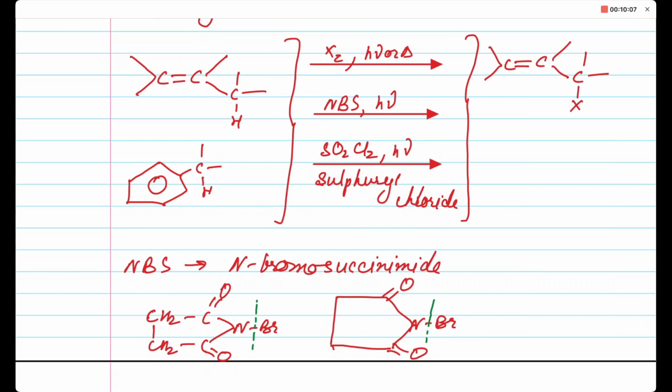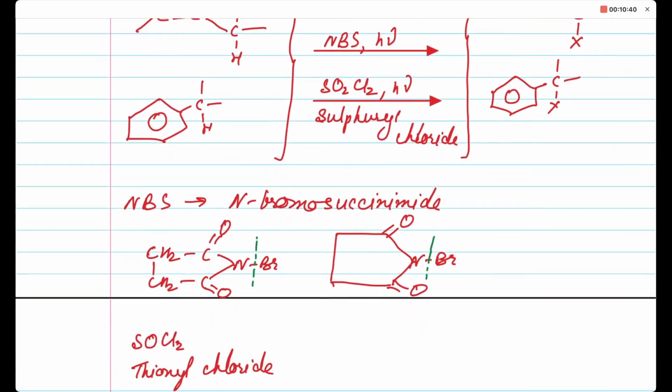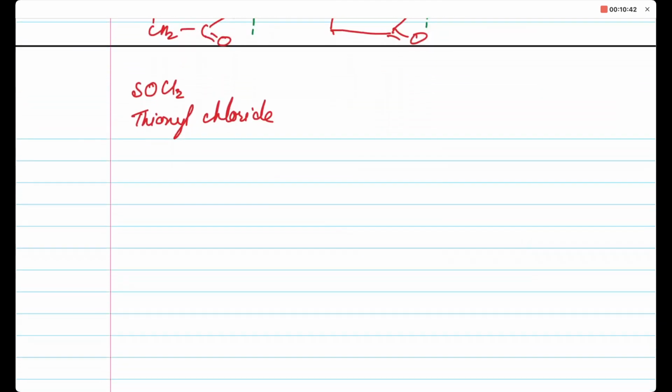If it is X2 with light or heat, then in that case we are going to get bromine or chlorine. If we have NBS with light, then in that case we are going to end up with bromine. And if we have SO2Cl2 with light, we are going to end up with chlorine. So same is going to be with the case of the benzylic group. So here we are again going to end up with an X. So this is one method of preparation of haloalkane from alkenes by replacement of allylic or benzylic hydrogen with halogen in free radical substitution reaction.